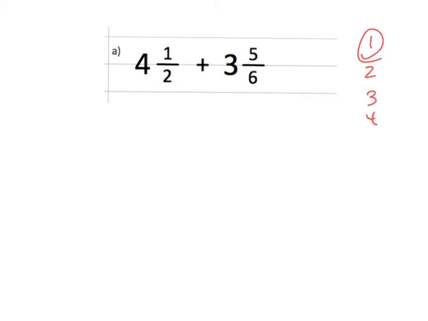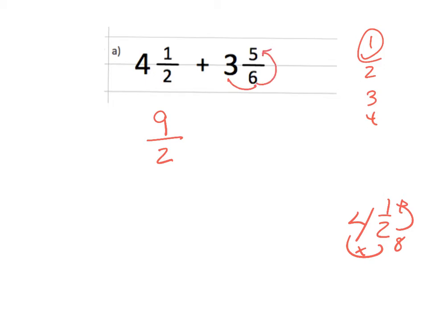Step 1 is to turn those mixed numbers into improper fractions. If you remember 4 1/2, we're going to take 4 times 2, which gives us 8, and then we're going to add that 1, which gives us 9, and the denominator stays the same. 3 times 6 is 18, plus the 5 gives us 23, denominator stays the same. Done with step 1. Now we find common denominators and equivalent fractions.